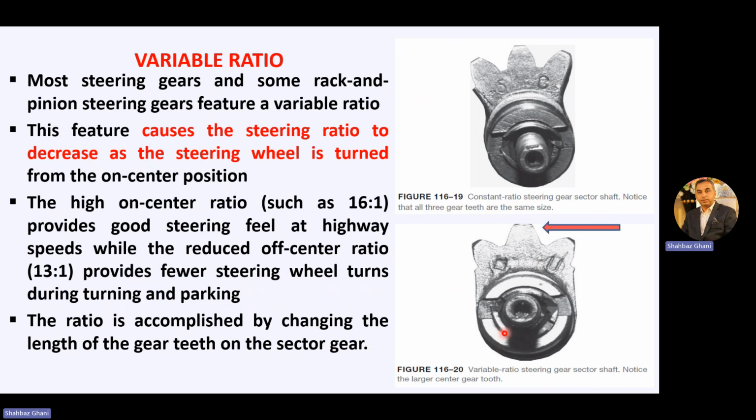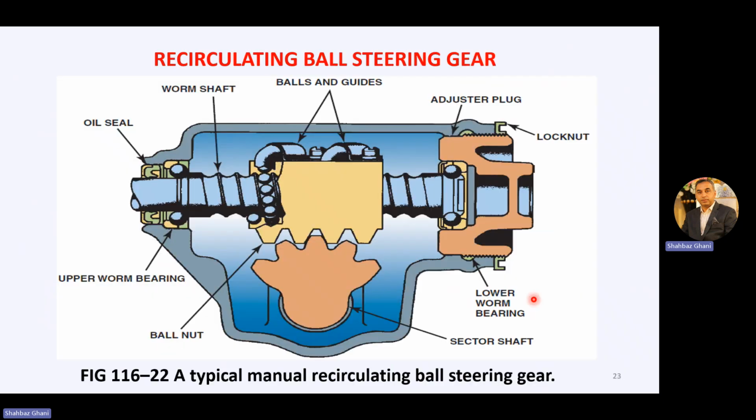Now in this figure, down below, is the variable ratio steering gear sector shaft. Notice the larger center gear tooth. We have a difference of thickness here as compared to these two teeth. So we will have the variable ratio in this arrangement. Now the recirculating ball steering gear, we have a typical manual recirculating ball steering gear. This is the pitman shaft point, where we have the input or the sector shaft.